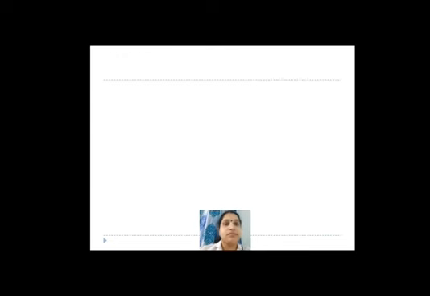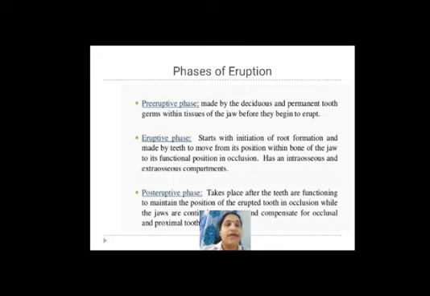So, there are some phases for eruption. It is divided as a pre-eruptive phase, then eruptive phase and post-eruptive phase. Pre-eruptive phase, as the name indicates, is the movement that is made by the deciduous and permanent tooth germs within the tissues of the jaws before they begin to erupt. Eruptive phase indicates the actual phase of eruption.